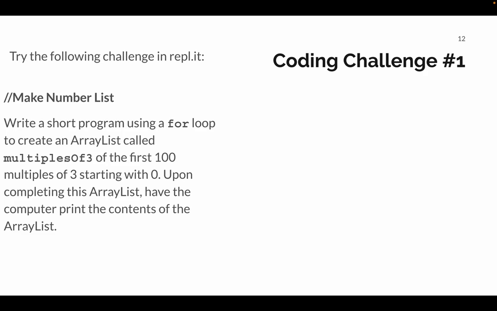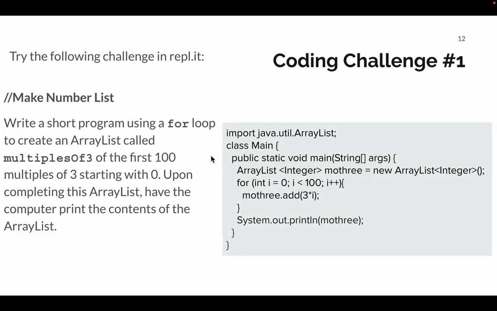All right, now that you've paused and tried it yourself, here we have the array list. We're going to import, we have our method, we have our ArrayList of Integer called multiples of 3, and we've got our new ArrayList. We're saying we're going to start at 0 and keep traversing, iterating, as long as i is less than 100, and then we're going to increase each time, adding to multiples of 3 the value 3 times i.